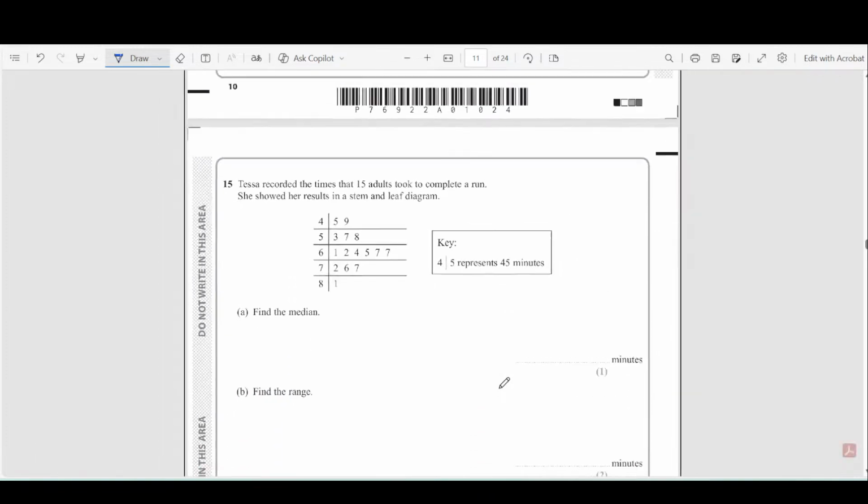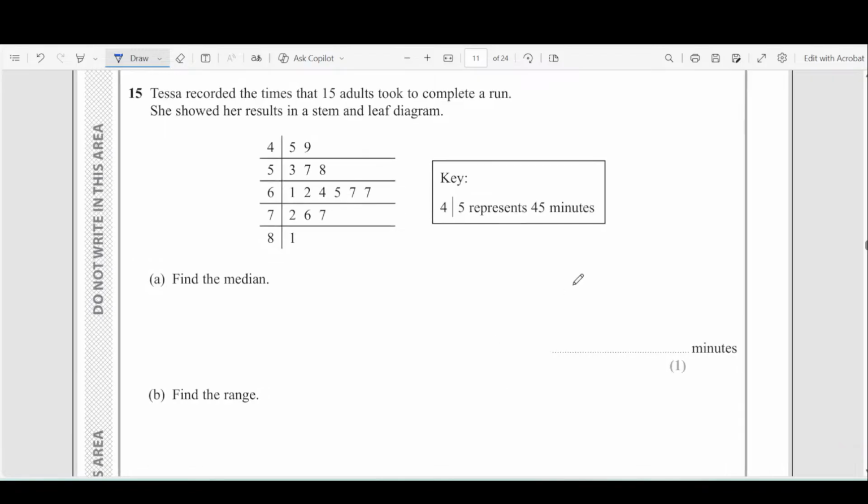Next question. Okay, so we have been given a stem and leaf diagram. We need to find the median and the range. First of all, to find the median, we need to write the data points. So what are the data points? 49. How do we read it? This is my first digit, this is my second digit. 45, 49, 53, 57, 58, like that.